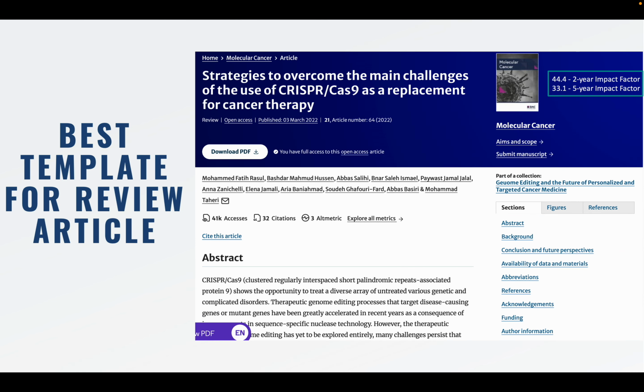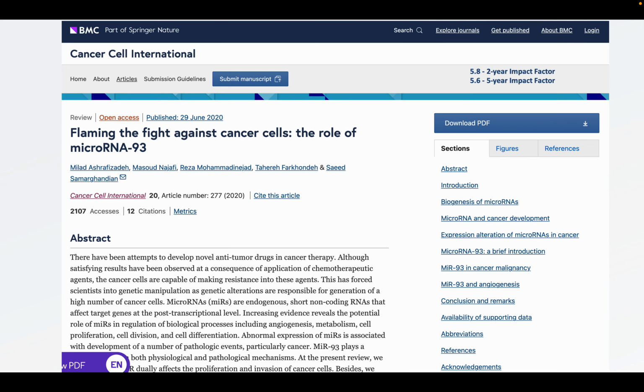Next paper, we also published in Nature Molecular Cancer. Now the impact factor for this journal, when we published this paper, was 44.4. Yes, we just followed this template. If you want to publish your papers in high impact journals such as Nature journals, apply this template.